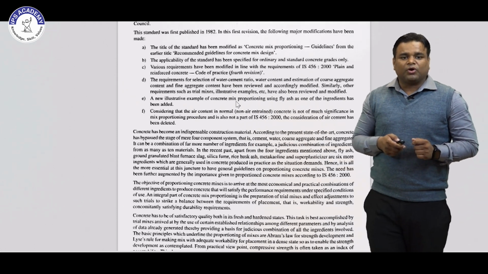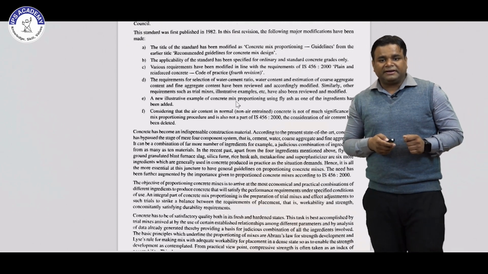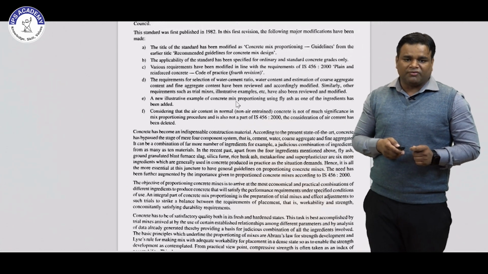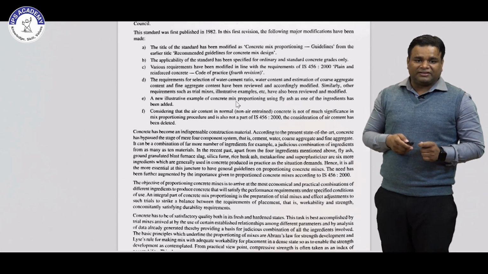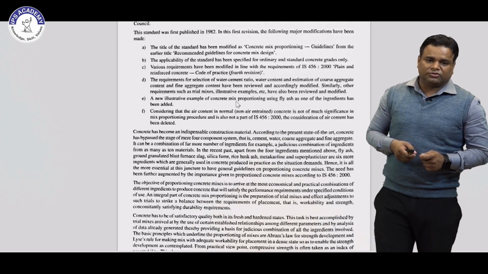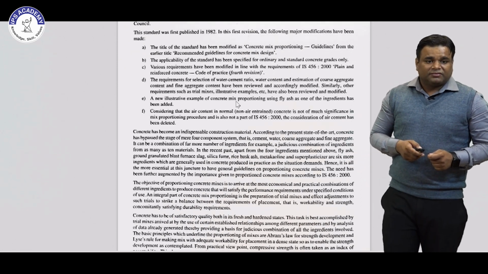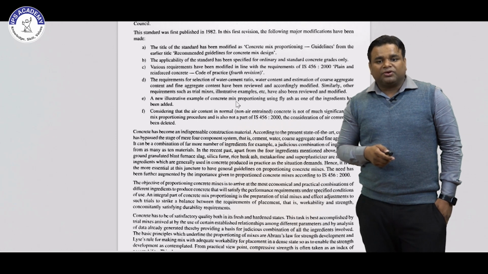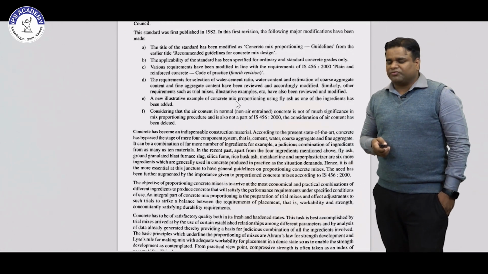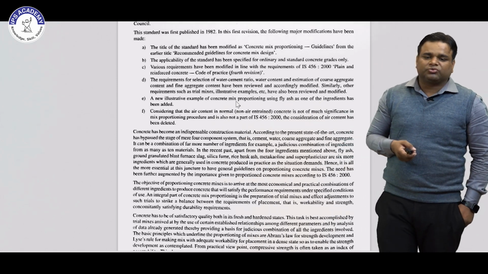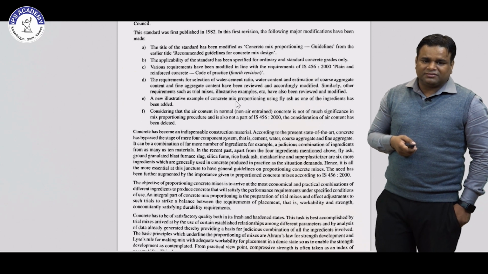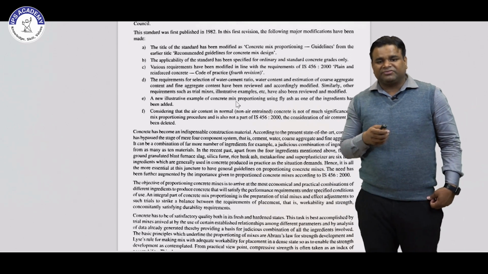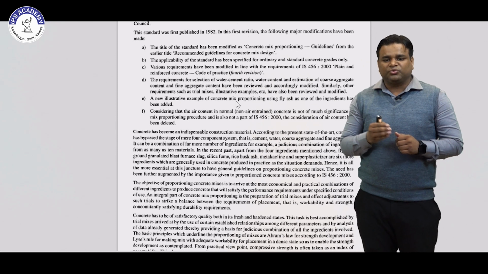Then the fourth point is that the requirements for selection of water cement ratio, water content and estimation of coarse aggregate content and fine aggregate content have been reviewed and accordingly modified. And similarly other requirements such as trial mixes and some more examples were also reviewed in this section. Then the fifth point is that a new example of concrete mix design using fly ash as one of the ingredients has been added. So after IS 456:2000 there are some other admixtures also included in the standard, like fly ash, GGBS, metakaolin, silica fume. So in this standard we will see an example of concrete mix design using fly ash also.